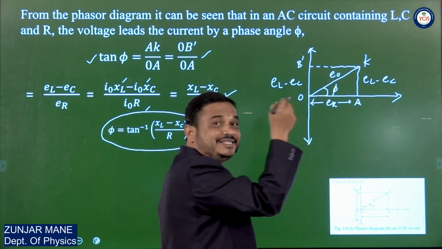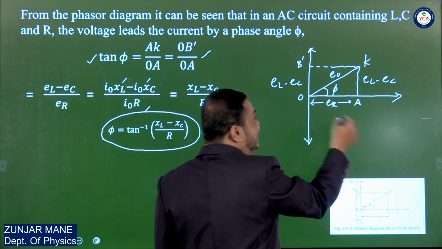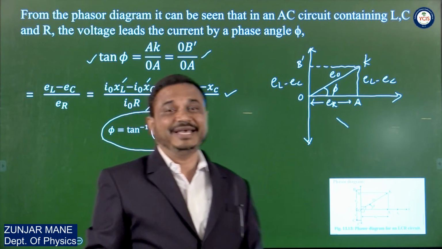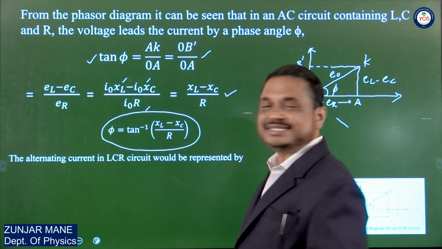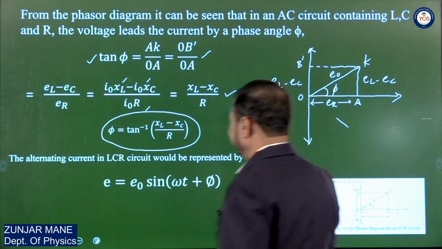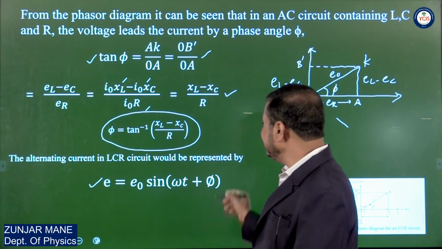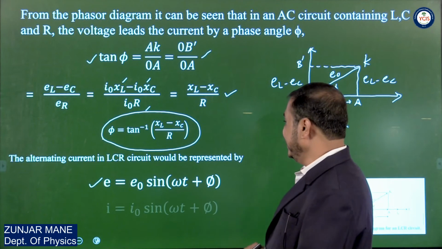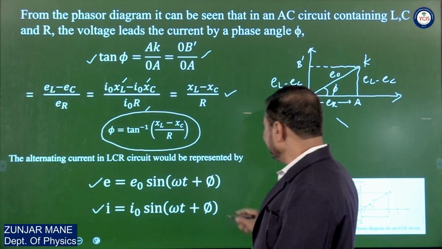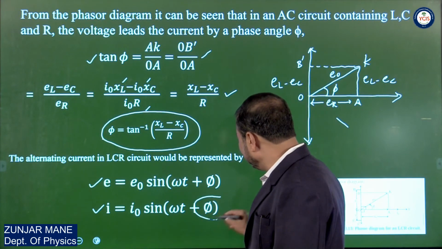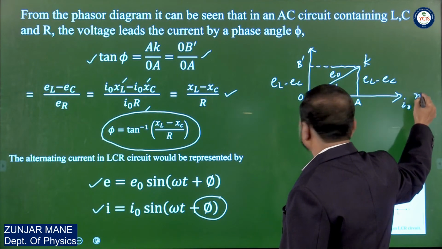If the circuit is capacitive, then the voltage lags behind the current by phase angle phi. So the alternating voltage in the LCR circuit is generally given by the equation E equal to E0 sin(omega t plus phi), and I equal to I0 sin(omega t plus phi). For this case, phi is 0, because I0 sin omega t is along the positive x direction.